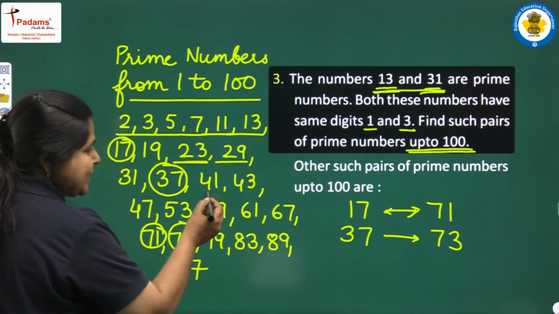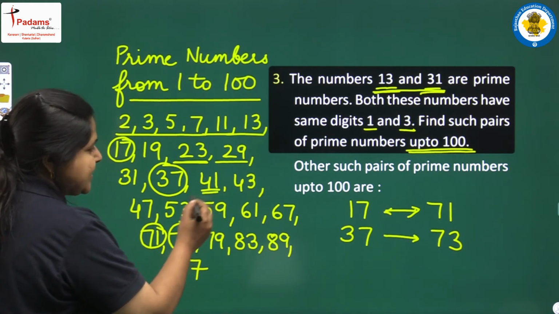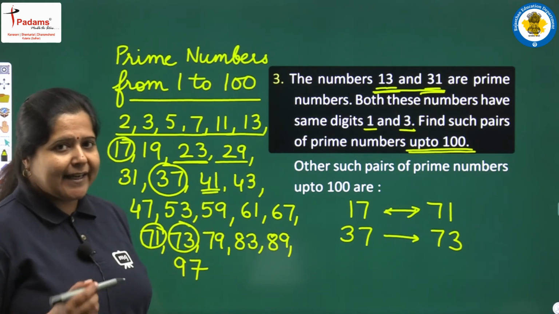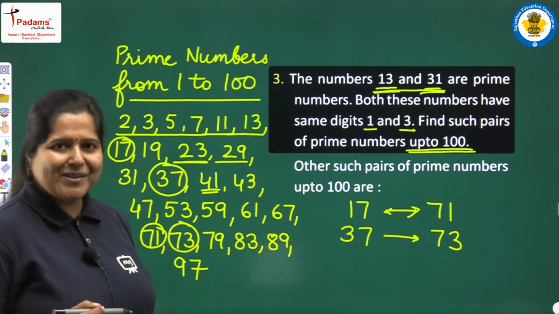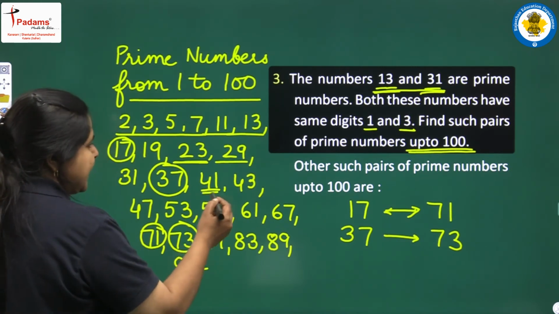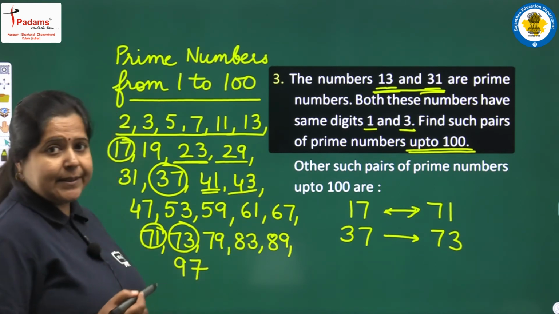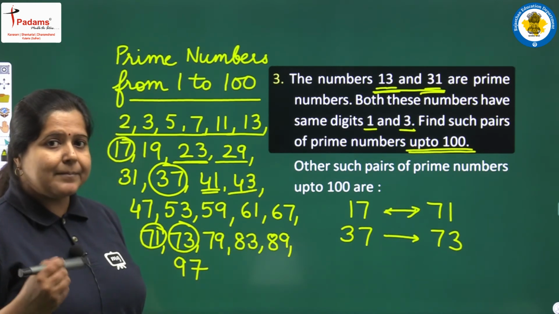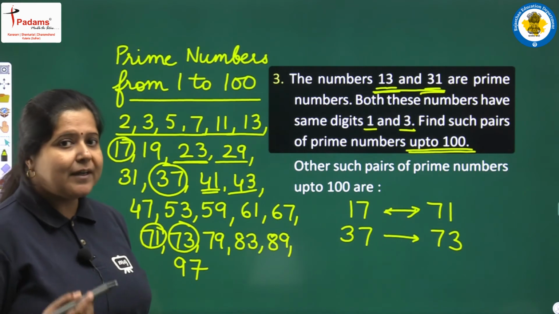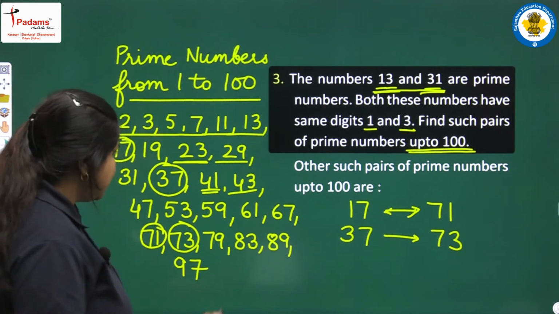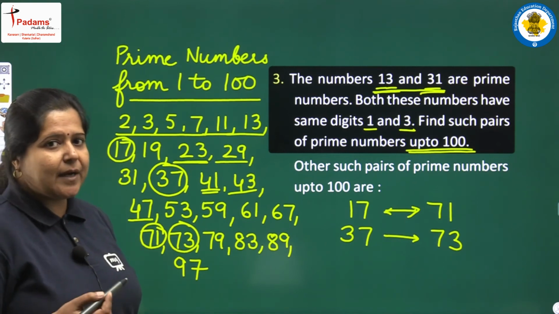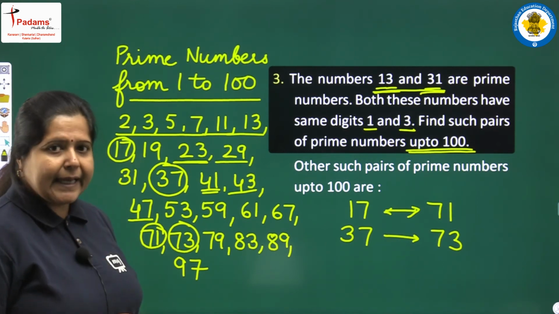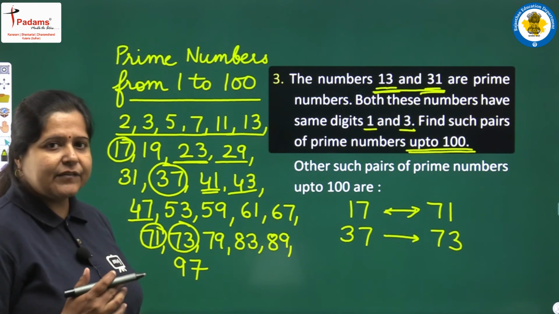We move on to 41. If we interchange the digits, it's 14. Again it will be an even number, and then it's a composite number, not prime, so we will not take it. Move on to 43. If we interchange, it will become 34, an even number, which is again not a prime number. We move on to 47. On interchanging, it becomes 74. Again, it's an even number and then it will not be prime.